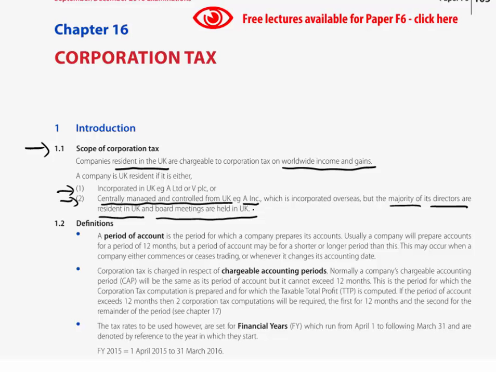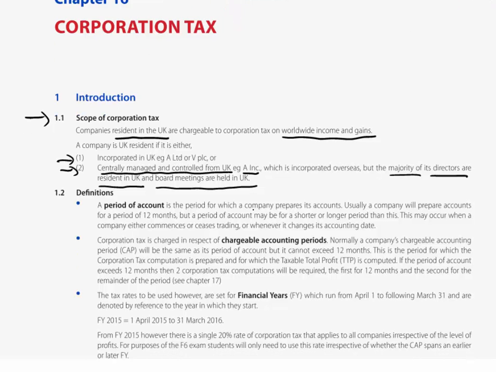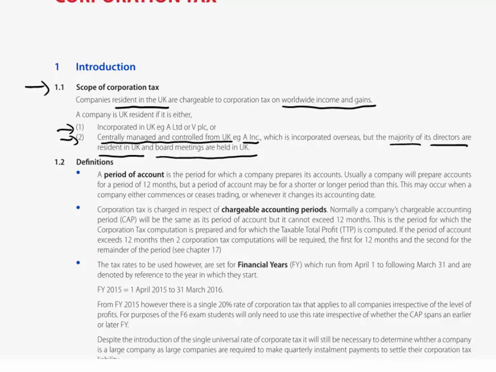So, once we have deemed a company to be UK resident, it will require the preparation of a corporation tax computation. And in preparing that corporate tax computation, there are three basic definitions that we need to be familiar with that will be relevant to us in the preparation of the computation.